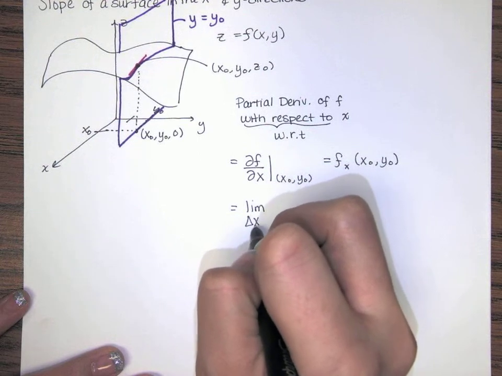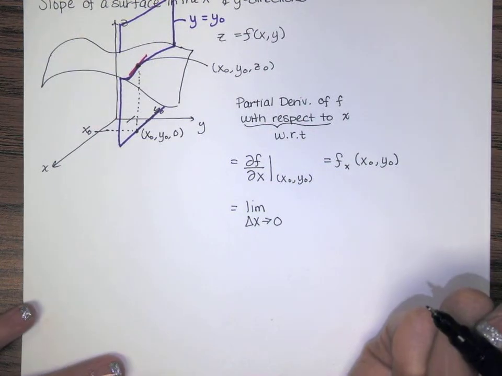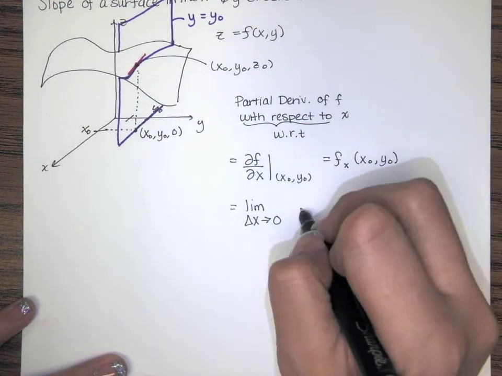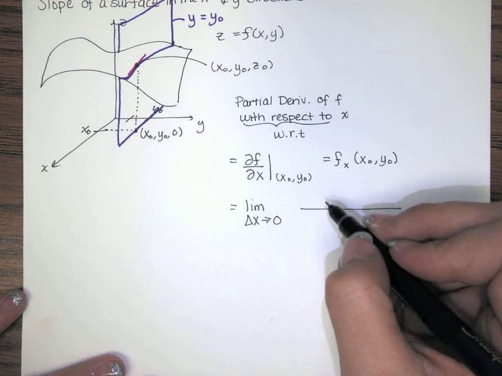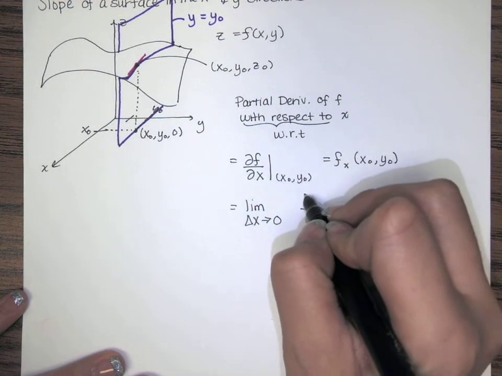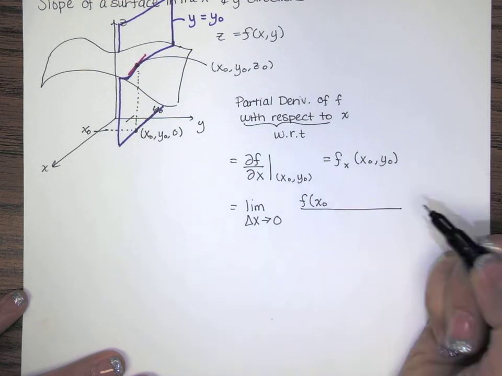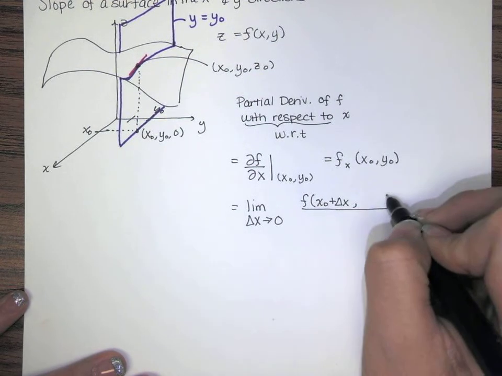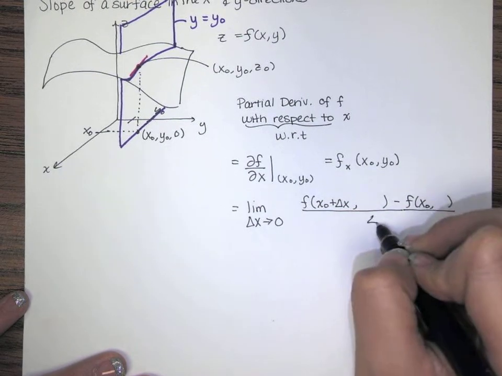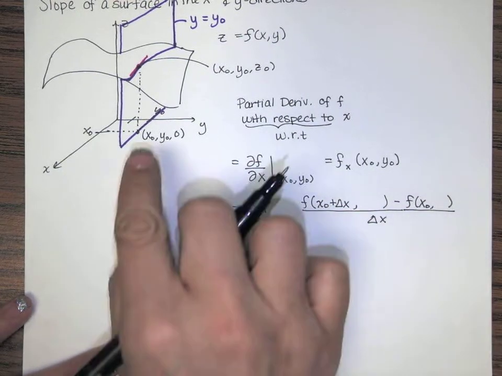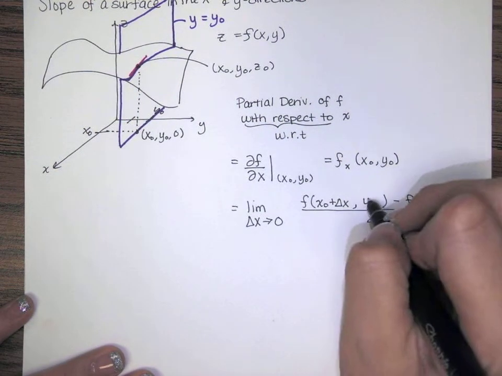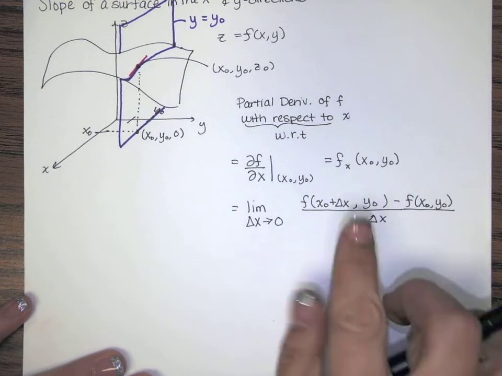So I let x change, and I take the limit as that change in x goes to 0 to get the instantaneous change in z as x changes. So back in Calc 1, we had delta y over delta x. This time we're going to have delta z over delta x. So we'll have f evaluated at x naught plus delta x minus f evaluated at x naught, all divided by delta x. And the y's are staying the same because we're on that plane and we don't want y to change. We just want to know what happens to z as x changes. So y is y naught in both of these.